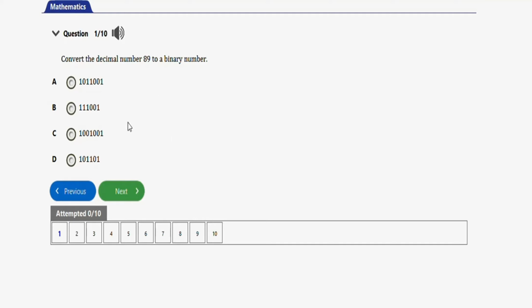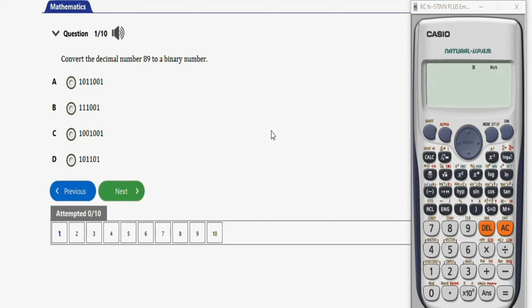Let's bring the calculator and solve this question 1. It's actually very easy. This question says convert the decimal number 89 to a binary number. Decimal is actually base 10. Another way you can interpret it is: convert 89 in base 10 to a number in base 2, that's a binary number.